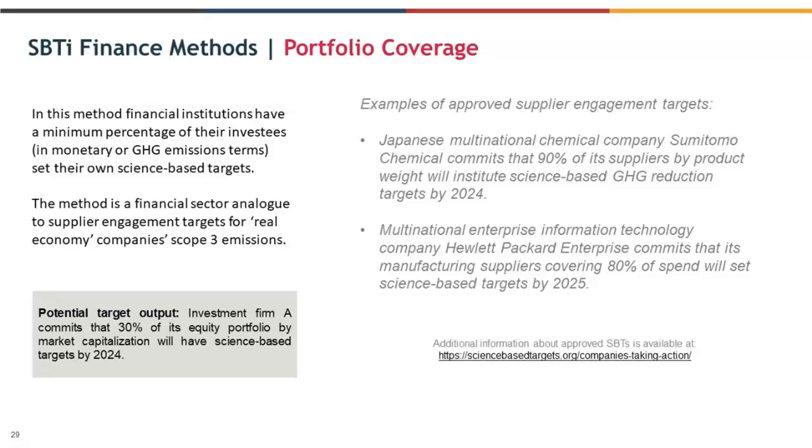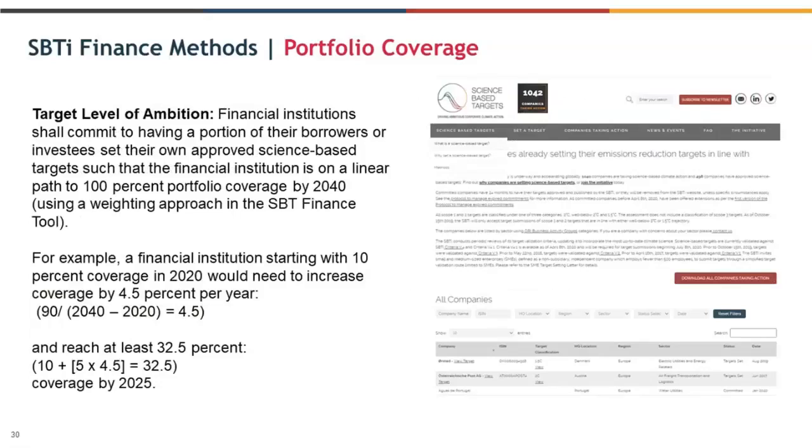And the potential target output we're looking for here is where an investment firm or a financial institution commits that X percentage of their equity portfolio by, say, market cap will have their own science-based targets by 2024. And how do we know which companies have these science-based targets? So currently on the corporate side, we have just over 500 corporates globally with approved science-based targets. And these are updated weekly on the SBTi website, and you can download the latest lists of companies. We have the company name, the ISIN, to be able to help search for them, and also their temperature classifications in the sectors and so on.